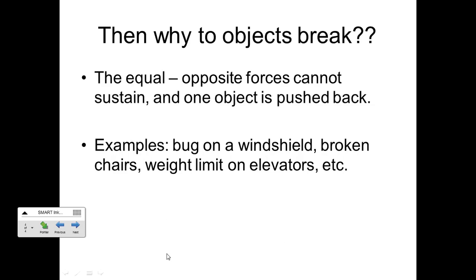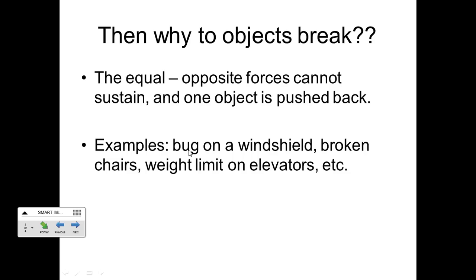So then why do objects break if everything is equal and opposite? Well, the equal and opposite forces cannot be sustained. For example, let's say a bug on a windshield. The bug exerts the same force on the windshield that the windshield exerts on the bug. But because the bug has such a small mass, it cannot sustain that force, plus force and mass tell you something about acceleration. Since the bug has less mass with the same force, that means a greater acceleration.